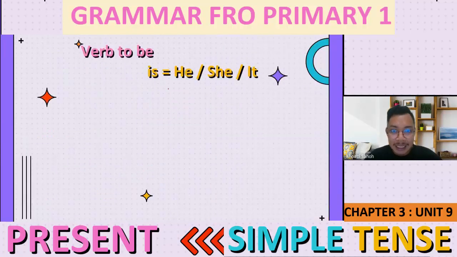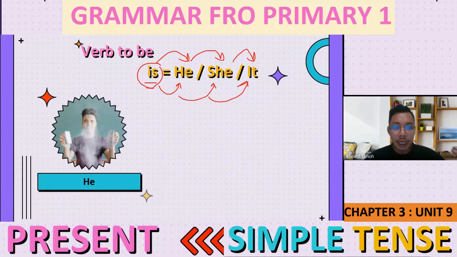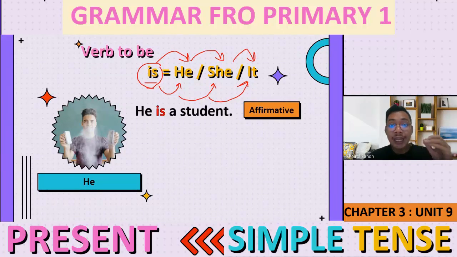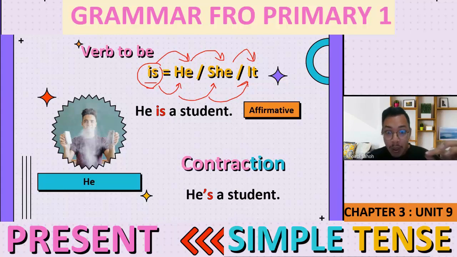Next one is: is. We use is with he, she, and it. For example, he. Affirmative sentence: he is a student. What about contraction? He is becomes he's. He's a student. So this is the way we contract he is. He is a student becomes he's a student.